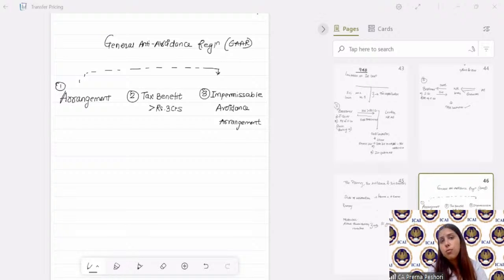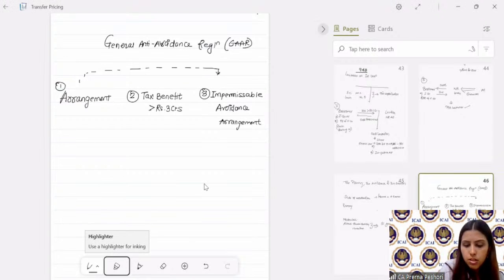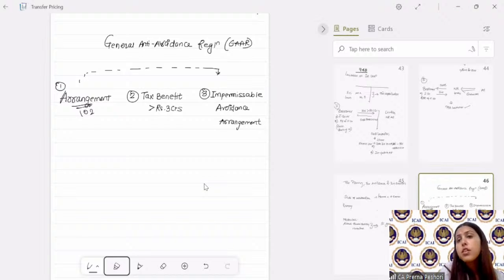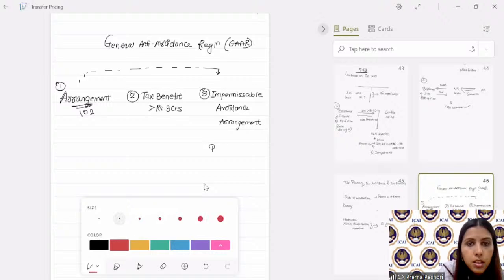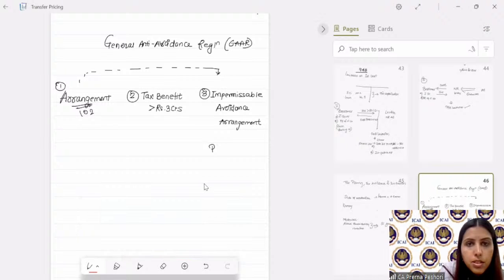What is the meaning of impermissible avoidance arrangement? Let's try and understand. An impermissible avoidance arrangement means an arrangement. We have already defined what an arrangement is. The term arrangement is already defined under section 102: a step, part or whole of a transaction. An impermissible avoidance arrangement is basically an arrangement, the main purpose or one of the main purposes of which is a purpose test.